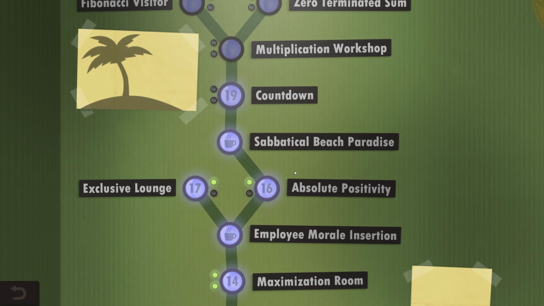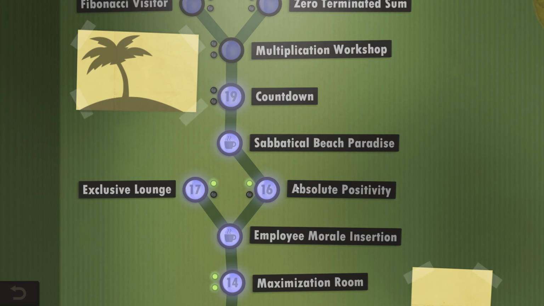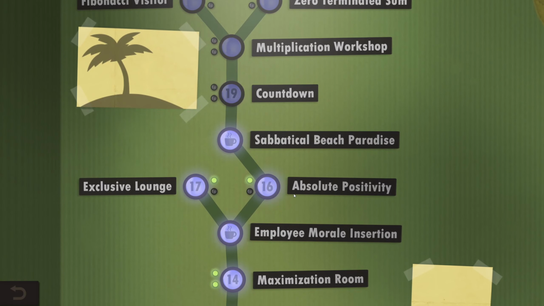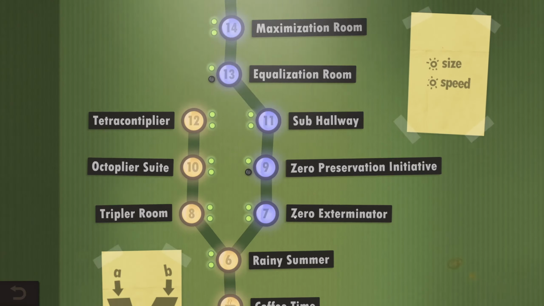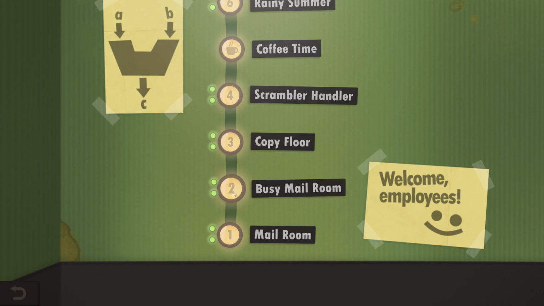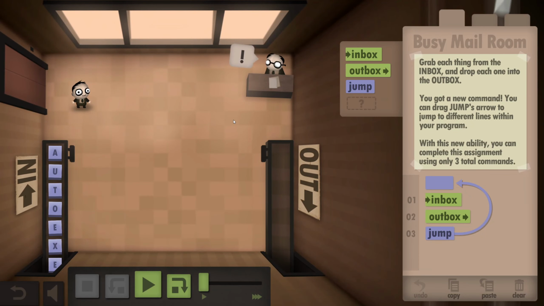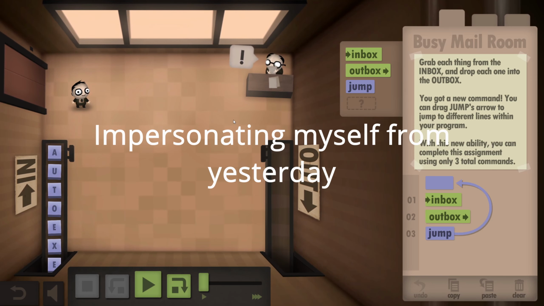As you might have already seen, the last 2 levels have one green dot on them. It's not a new thing, but something I realized just yesterday is this level also had a single green dot on it. If you look at this level, you can see that there are only inbox, outbox and jump. Like what? Are you serious? Are you seriously saying that this can be optimized further?